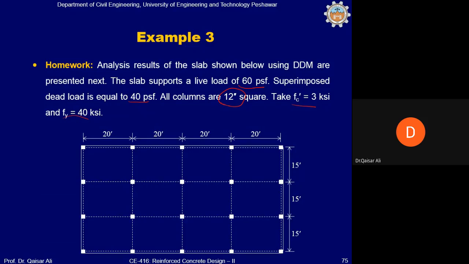Find out the values along the east-west direction in the interior frame, in the column strip as well as in the middle strip. And then we will discuss the remaining part of this lecture, which is session 2, on the design of flat slabs for punching shear. So I will give you now 10 to 15 minutes to do this, and then we will discuss.